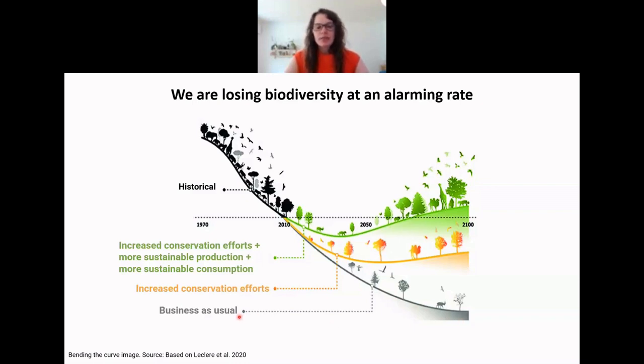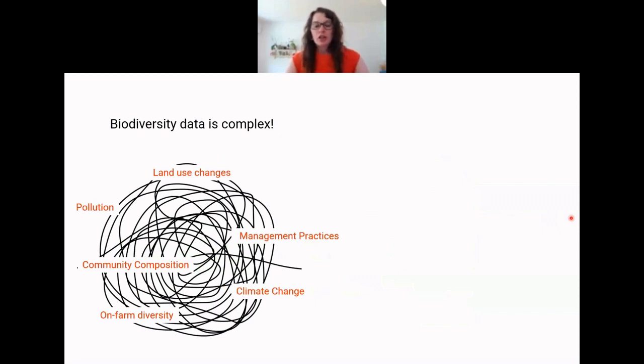So continuing with business as usual is not an option if we want to avoid catastrophic biodiversity loss. But there's also a hopeful message here that if we enact and sustain very strong conservation measures now, we can slow and potentially even reverse this trend of biodiversity loss. Currently, one of the main challenges to developing these types of conservation strategies is disentangling and making sense of the very complex and multifaceted nature of biodiversity data.